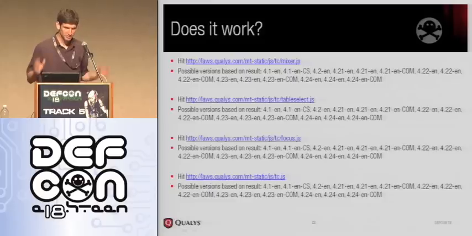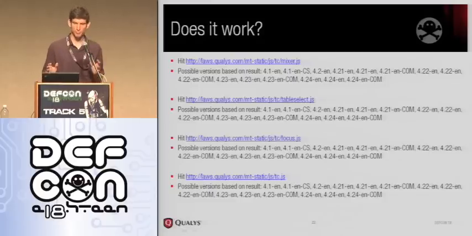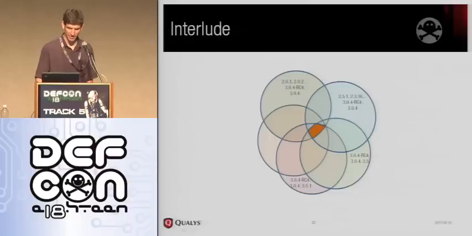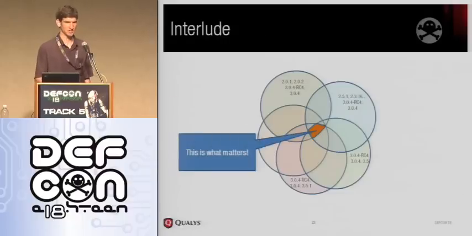More sets of files coming back. You'll notice that these version sets are actually pretty large. But that's okay. Remember, we only care about this intersection. Any of these other sets can be as large as they want. As long as the intersection is small, we're totally cool.